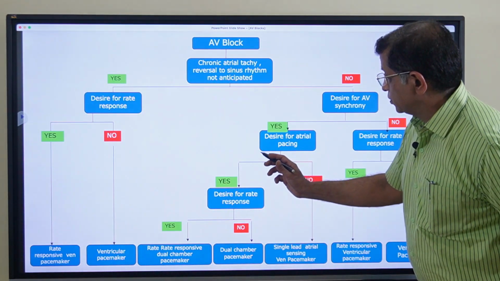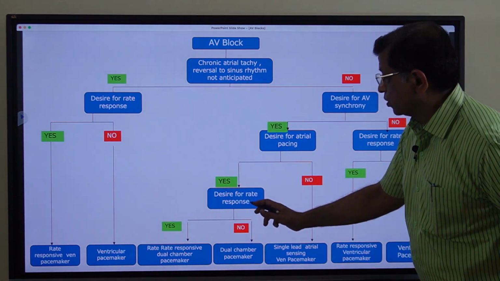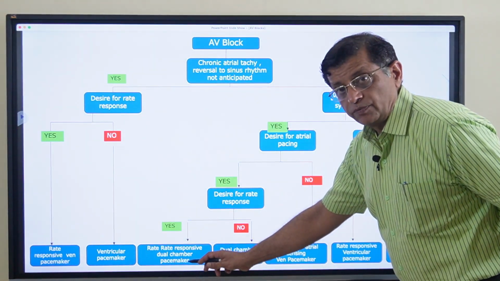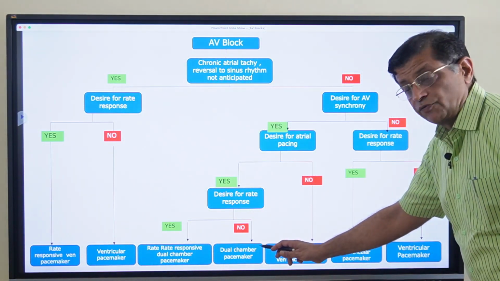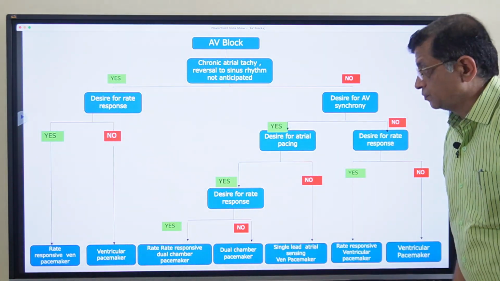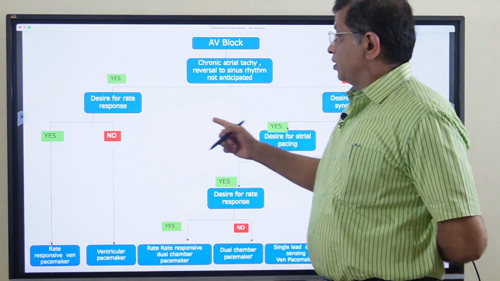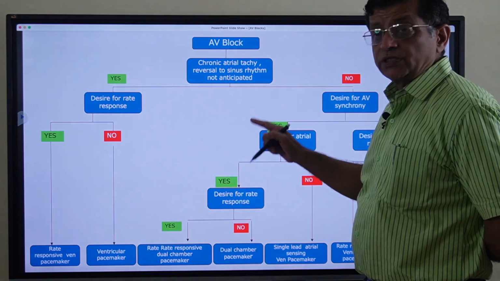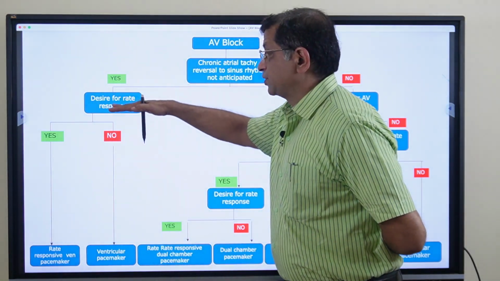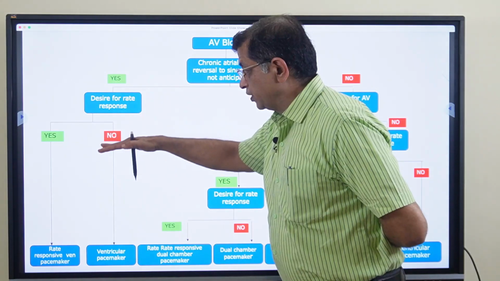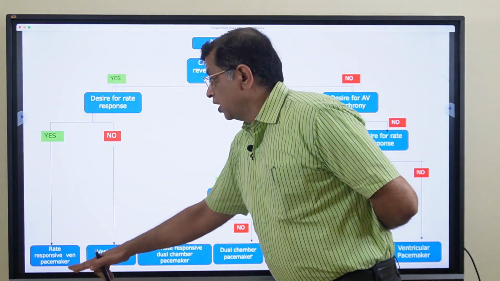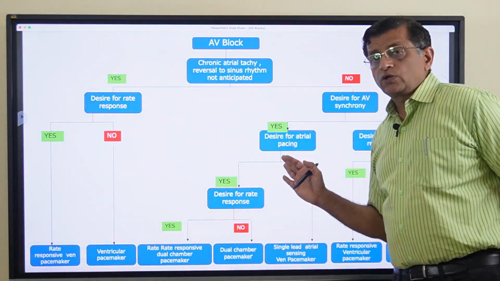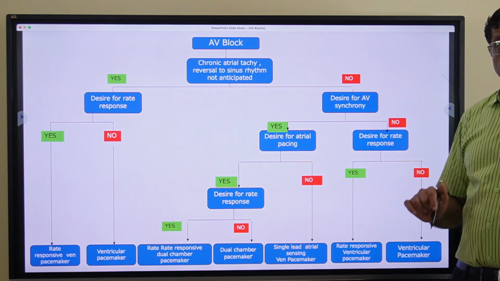If the patient desires atrial pacing and desires rate response, then rate responsive dual chamber pacemaker. If the patient does not desire rate response, then dual chamber pacemaker alone. If the patient has chronic atrial tachycardia and reversal to sinus rhythm is anticipated, then just find out whether the patient desires rate response. If yes, then rate responsive ventricular pacemaker. If no, then simple ventricular pacemaker. So that is in a nutshell about which pacemaker to use in AV block.